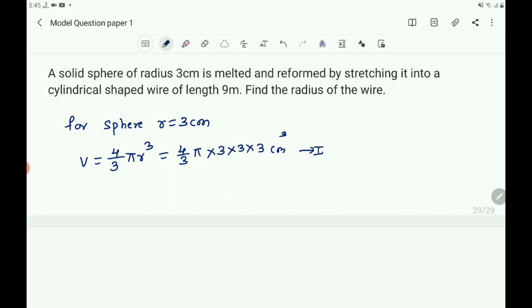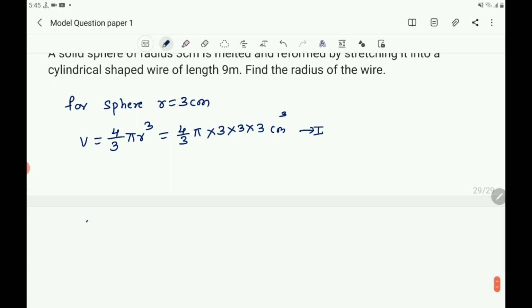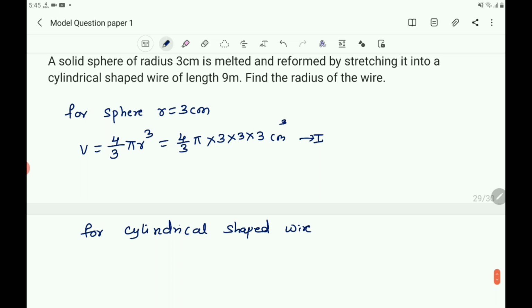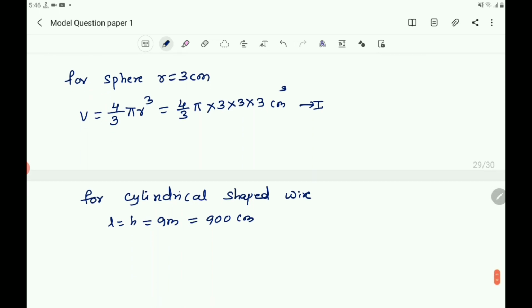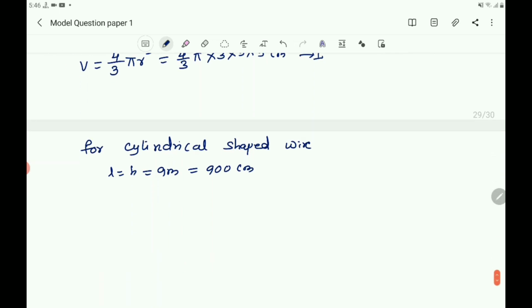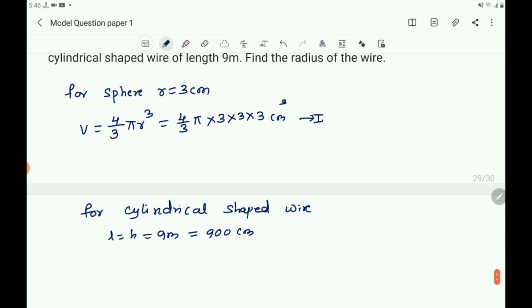Then it is stretched into cylindrical shaped wire. For cylindrical shaped wire, what is given here? Length means that is nothing but h, that equals 9 meter. You express this in terms of cm. So that is equals to 9 meter means 900 cm, because you know that 1 meter equals 100 centimeter. Then what you have to find out here? You have to find the radius.